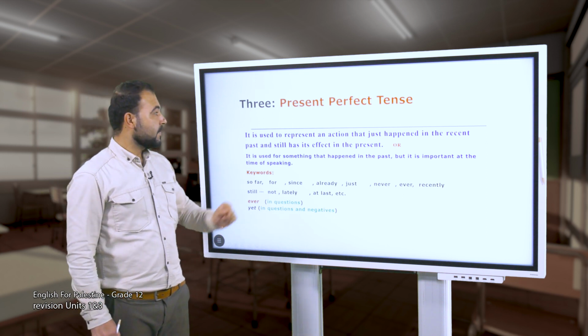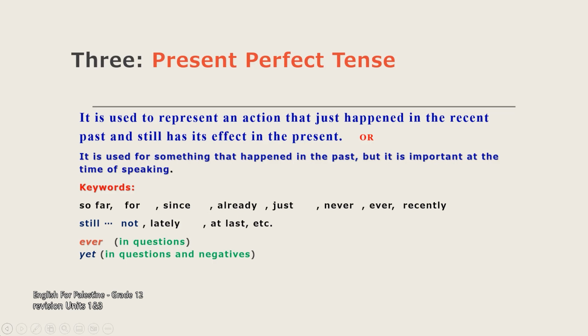Number 3, present perfect tense. It's used to present an action that just happened in the recent past and still has its effect in the present, or it is used for something that happened in the past but it is important at the time of speaking. Some keywords here about the present perfect.